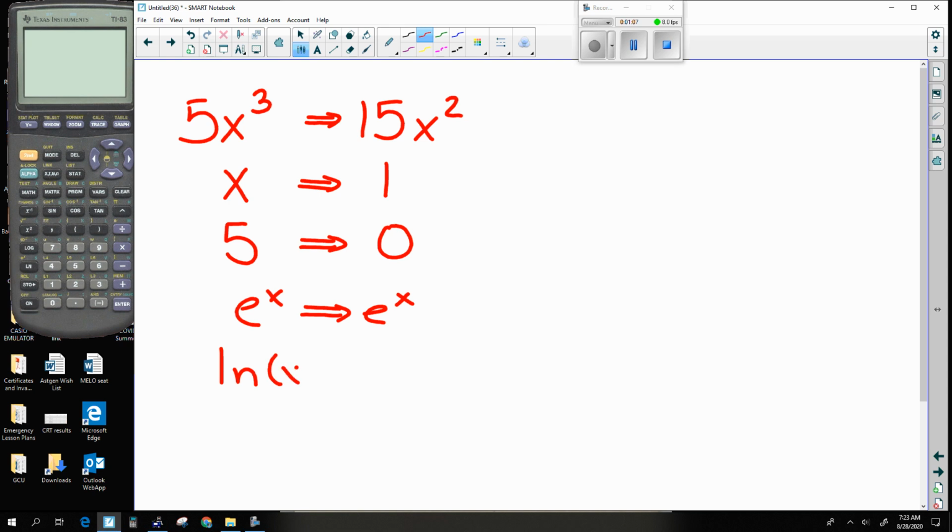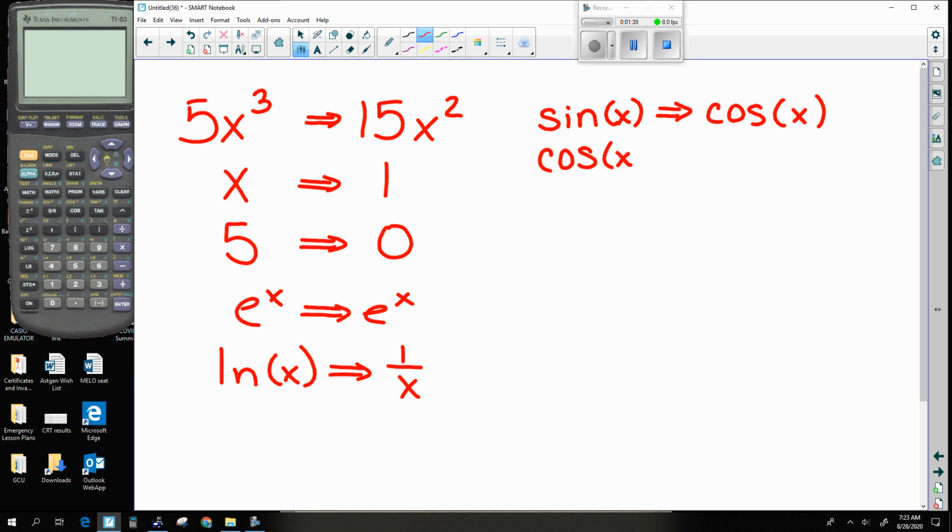Again, I don't know if this has been taught yet, but it's true. I don't know how else to say it. Ln of x is 1 over x. Other basic derivatives. Okay, and then there's all the trig. So sine goes to cosine. Cosine, because it's a co, is going to be a negative. So it's negative sine.